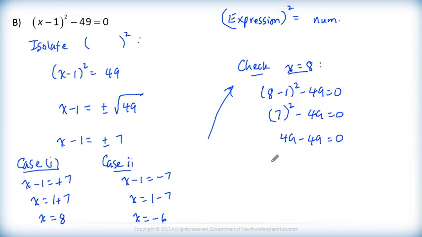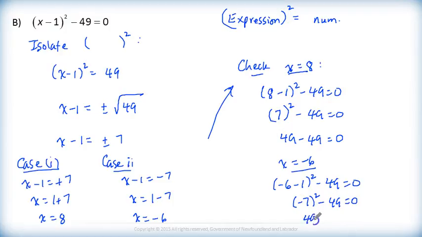So we check now x equals negative 6. I'll have (negative 6 minus 1) squared minus 49 equals 0. That gives me (negative 7) squared minus 49 equals 0. The negative 7 squared is indeed 49. So obviously that one is good as well. So both are good.